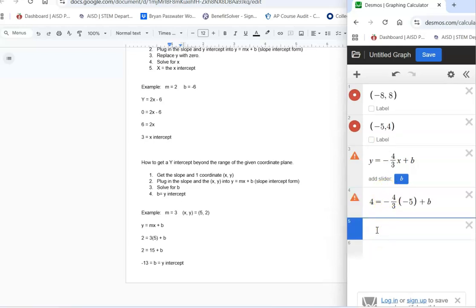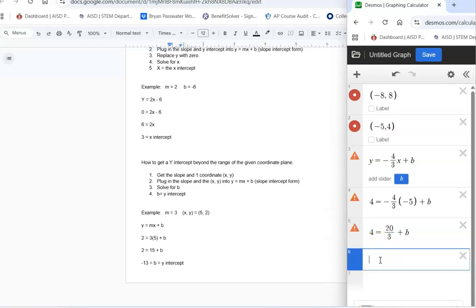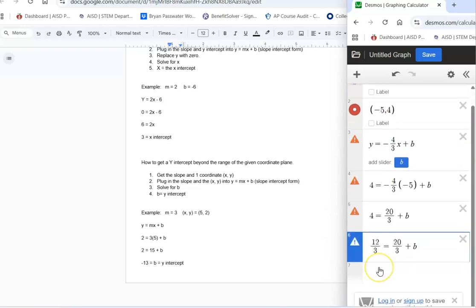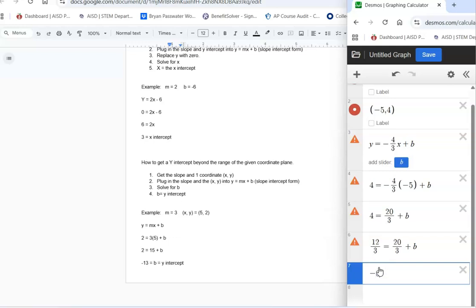Our answer is going to have fractions or decimals. That's going to happen quite often with this math. So 4 equals -4/3 times -5, which is positive 20/3, plus b. Now, in order to accurately subtract 20/3 from 4, I want to make 4 into thirds. 12/3 is the same thing as 4. Then I subtract 20/3 on both sides. It actually gives you -8/3.